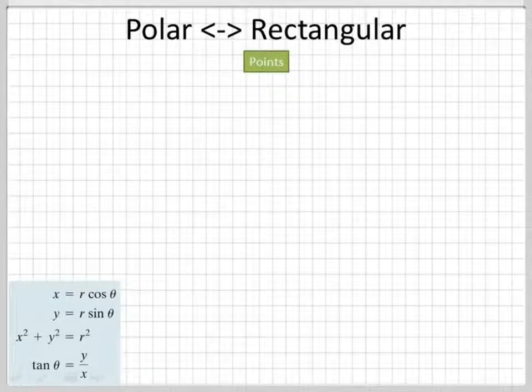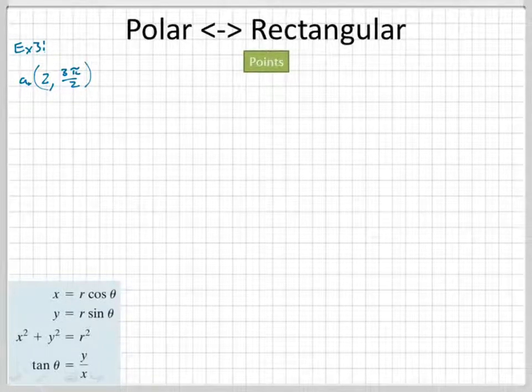Okay, so let's start with this. We have 3 pi over 2. This is from example number 3 in the book. We're going to take these coordinates right here and change them into rectangular coordinates. These are polar coordinates. That's an r and that's a theta because it's a polar coordinate.